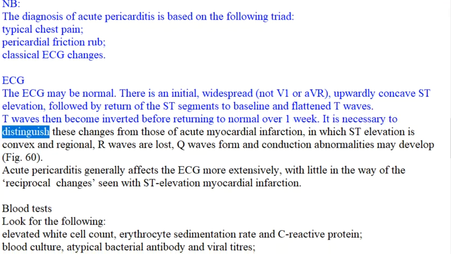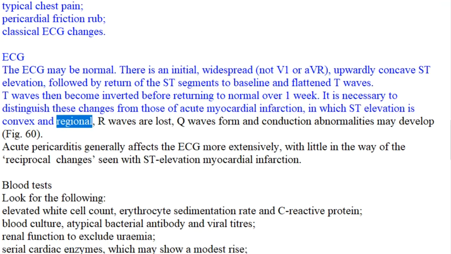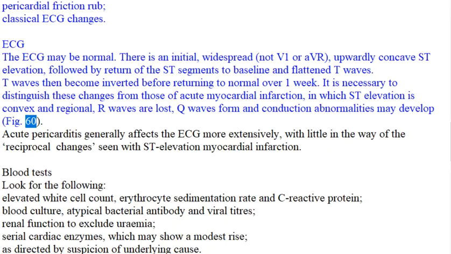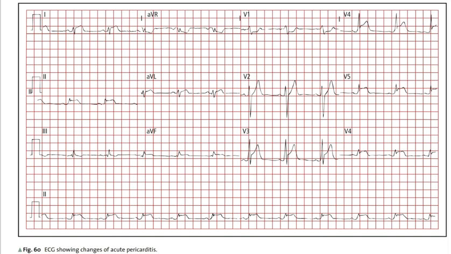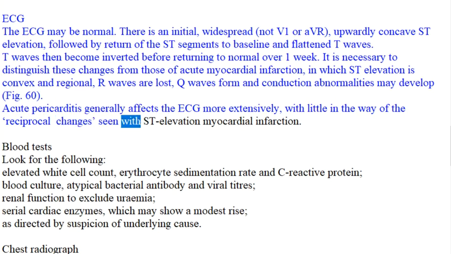It is necessary to distinguish these changes from those of acute myocardial infarction, in which ST elevation is convex and regional, R waves are lost, Q waves form and conduction abnormalities may develop. Fig 60. Acute pericarditis generally affects the ECG more extensively, with little in the way of the reciprocal changes seen with ST elevation myocardial infarction.